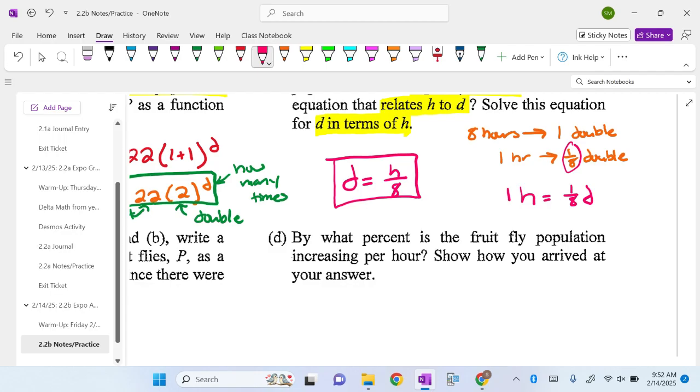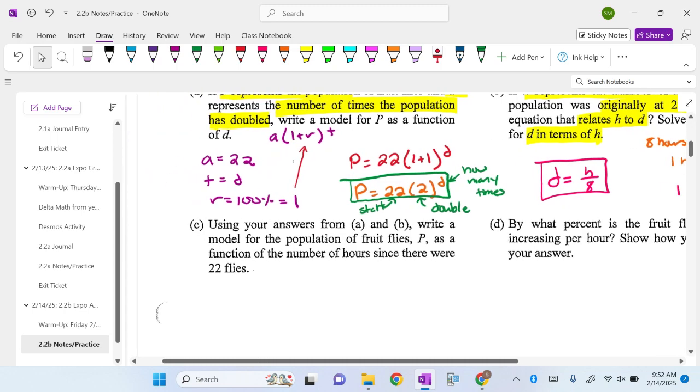Because we want to know the hours and how many times they double within those hours. So we got to divide it by 8. Divide the hours by 8 to figure out that every 8 hours we double so many times. We need to figure out how many times that doubles, and to do that we divide by 8. I'm going to leave it at that.